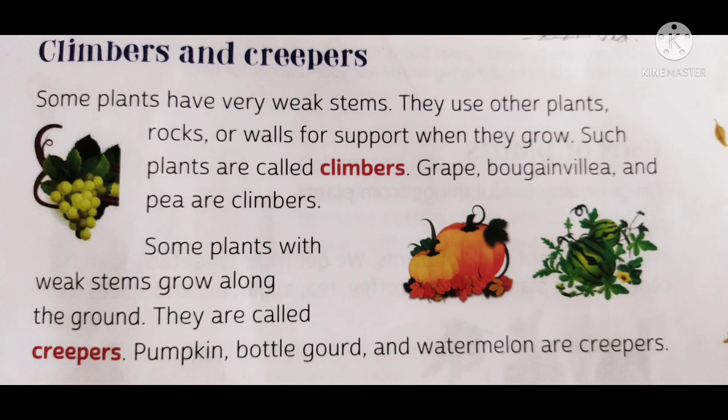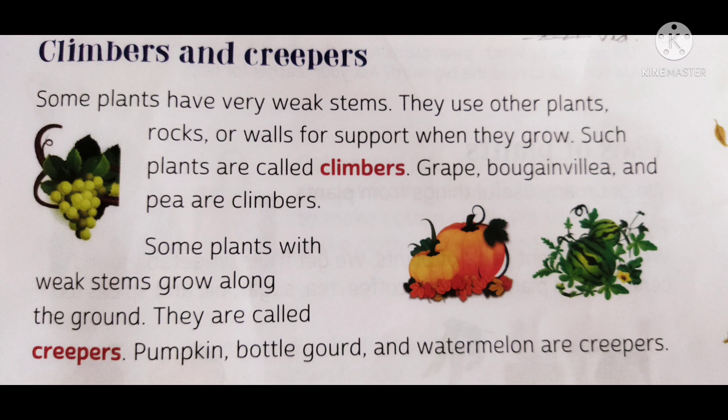Okay, now the next one is climbers and creepers. Some plants have very weak stems. They use other plants, rocks or walls for support when they grow. Such plants are called climbers. Grape, bougainvillea, and pea are climbers. And some plants with weak stems grow along the ground and they are called creepers. Pumpkin, bottle gourd, and watermelon are creepers.